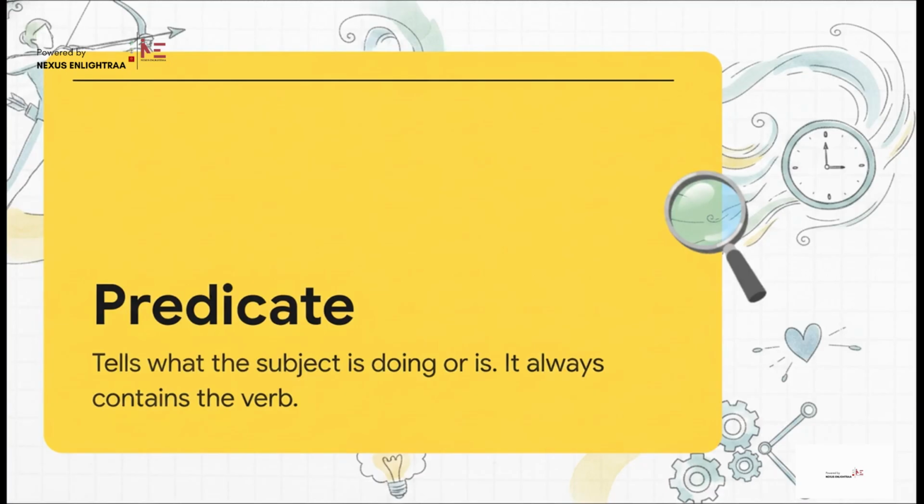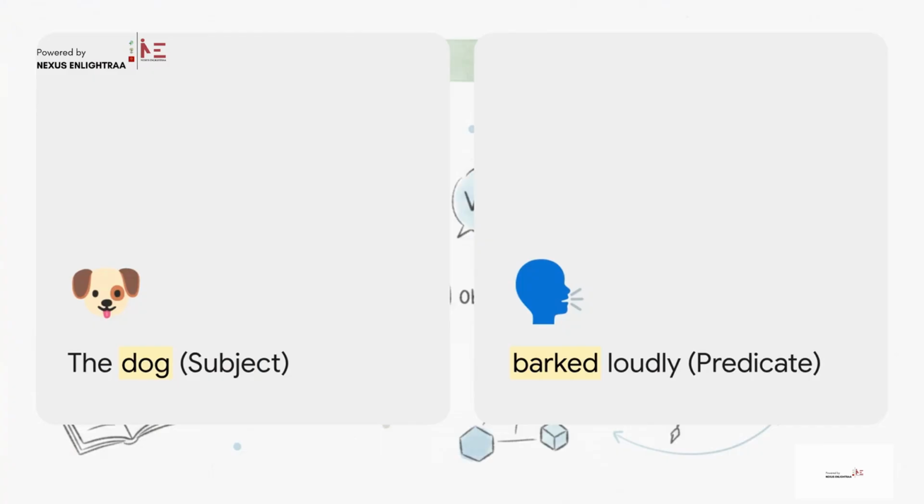Okay, so once you've spotted your subject, the rest of the sentence is the predicate. The predicate tells us exactly what our subject is doing, or it describes their state of being. And here is the golden rule you need to remember. The predicate will absolutely always contain the verb. This example brilliantly illustrates how a sentence splits perfectly right down the middle.